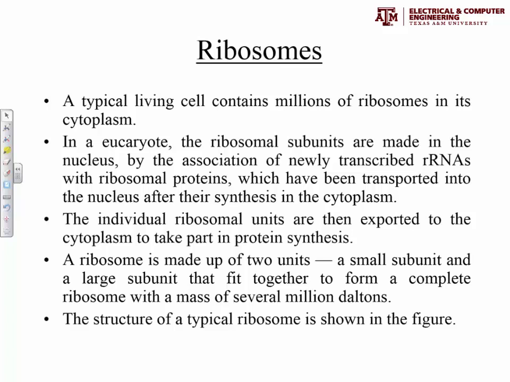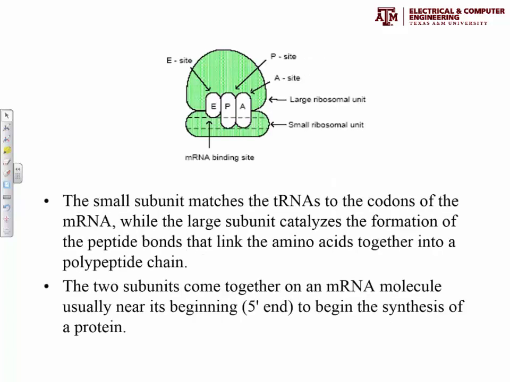The structure of a typical ribosome is shown in the figure on the next slide. All right, so this is a typical ribosome. The thing at the bottom is the small ribosomal unit. The thing on the top is the large ribosomal unit. The small ribosomal unit has the mRNA binding site. The messenger RNA is going to pass through this, and every triplet is coding for some amino acid. The large ribosomal unit has three locations.